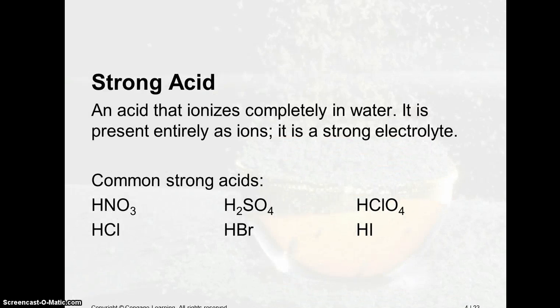This slide is important. You really need to know your strong acids, and we'll talk about the reactions of them in a little bit, but you just have to know the names. I'll read the names across as they're written. HNO₃ is nitric acid, H₂SO₄ is sulfuric, HClO₄ is perchloric acid, HCl is hydrochloric, HBr is hydrobromic, and HI is hydroiodic.